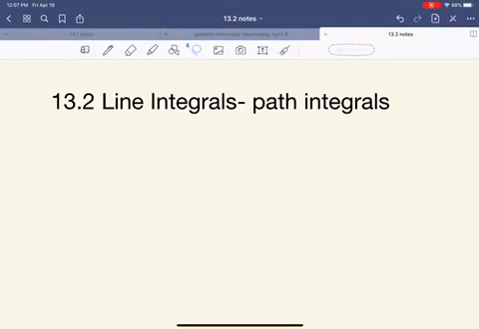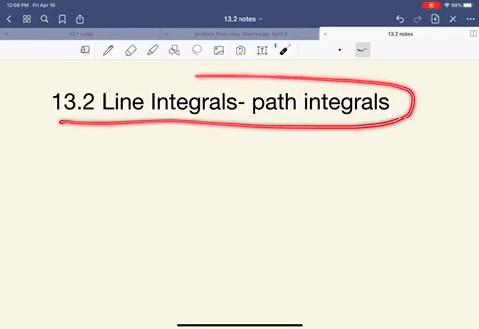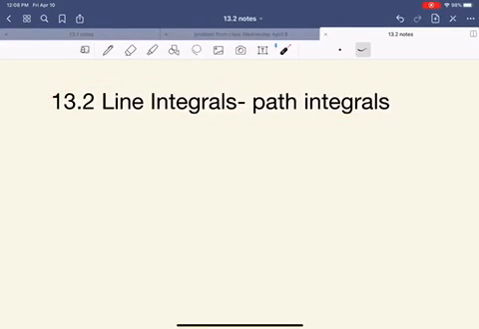All right, welcome to 13.2, which is a section on line integrals. You may also consider it like a path integral because we don't necessarily have to be on a straight line. In fact, our first example is not going to be a straight line. So let's just start by taking an example.